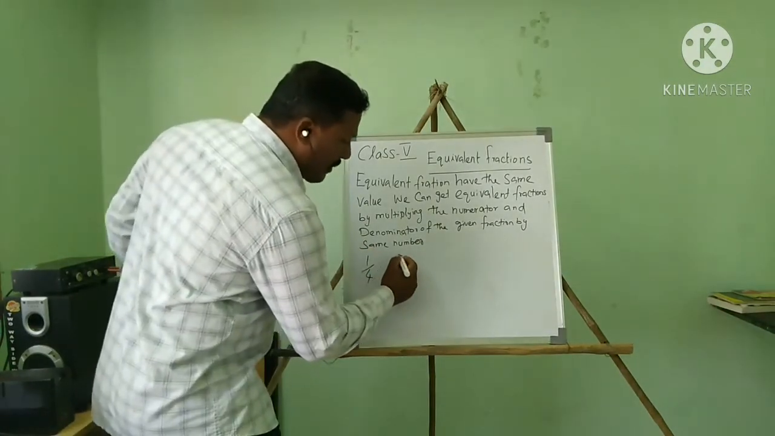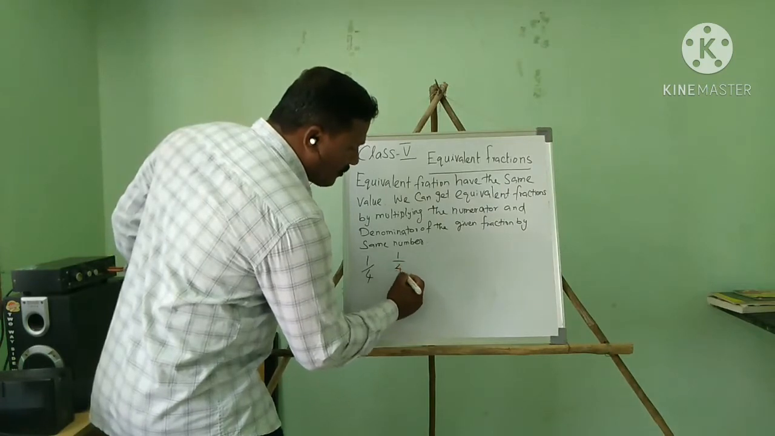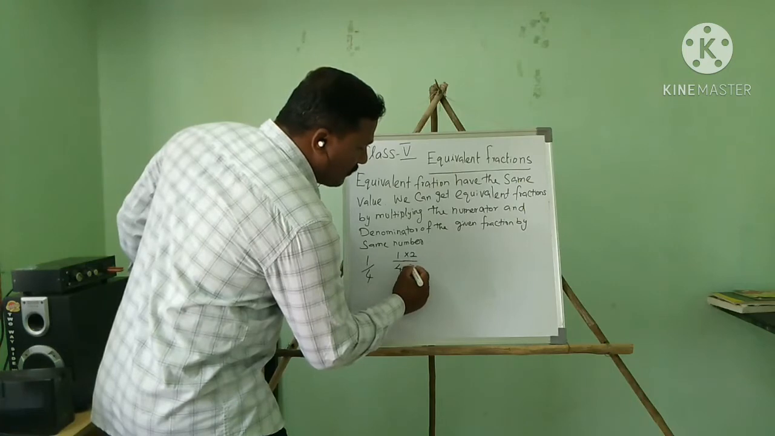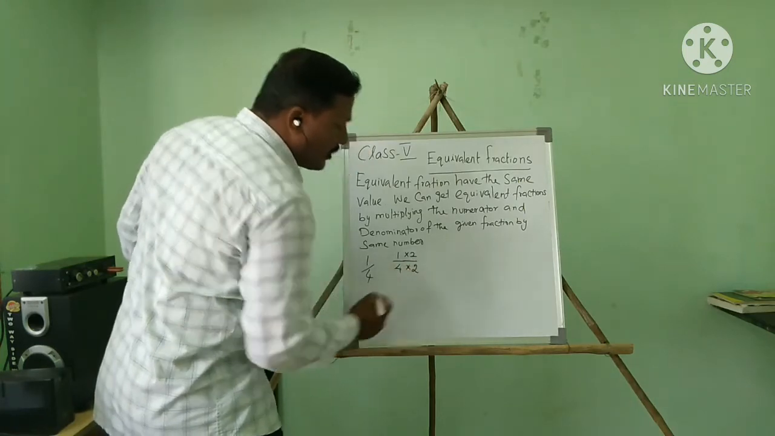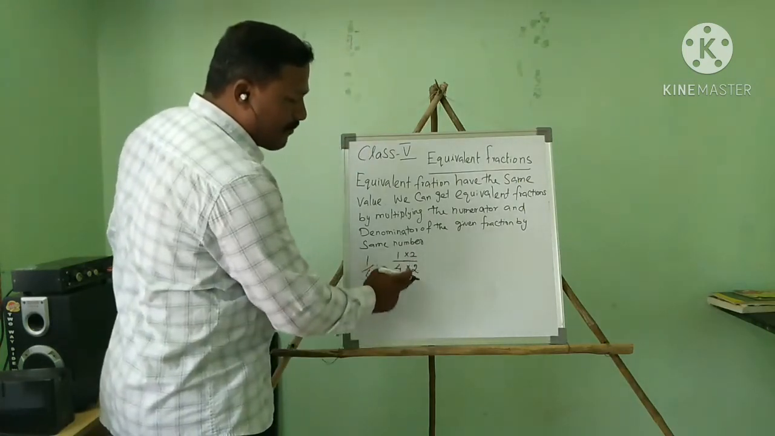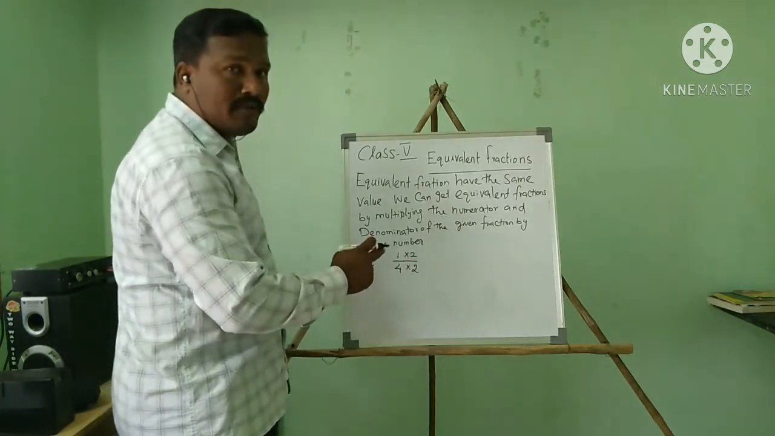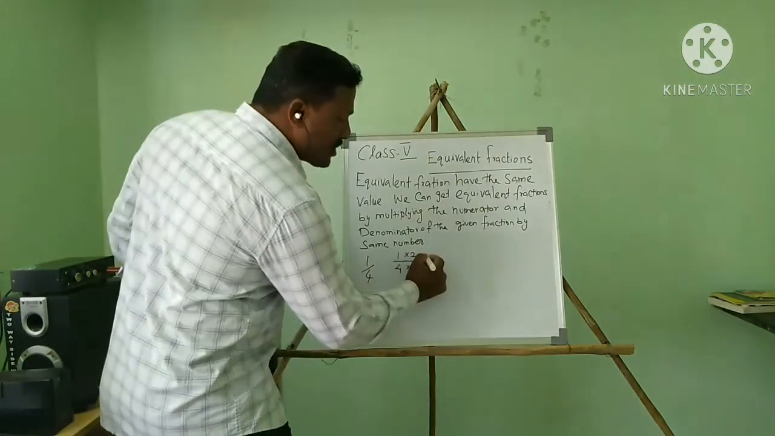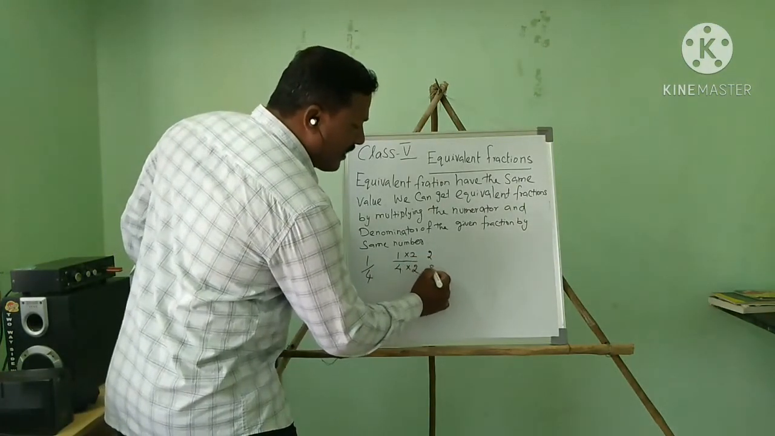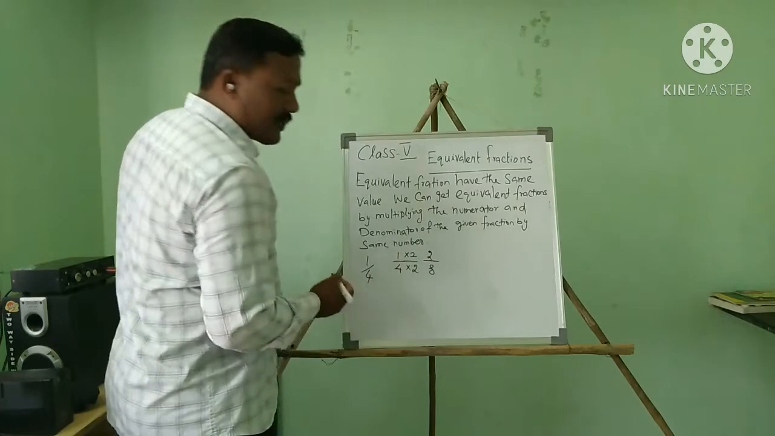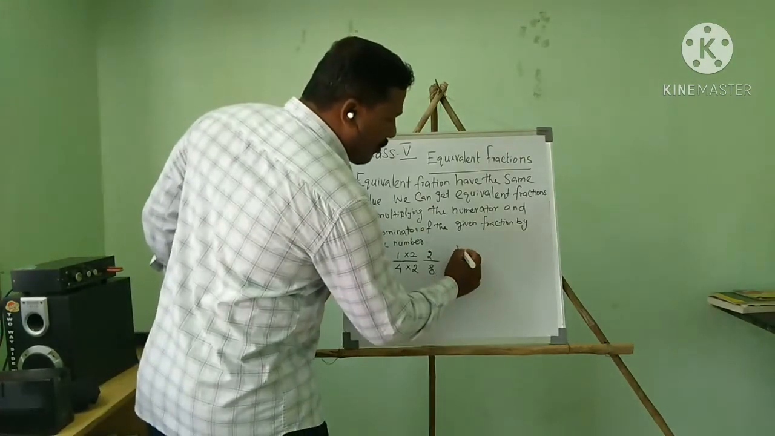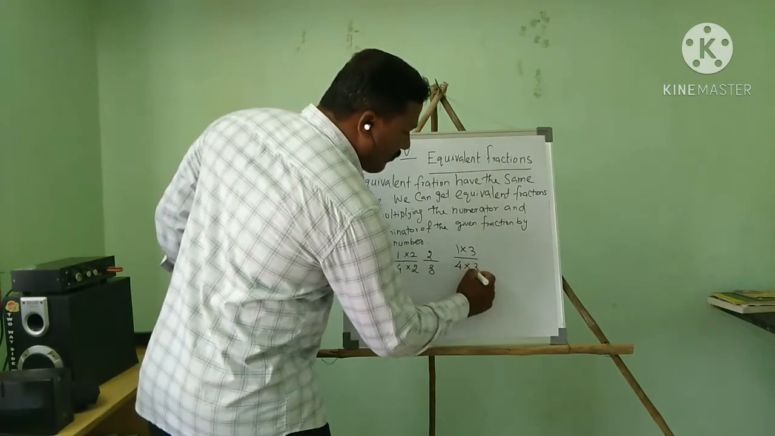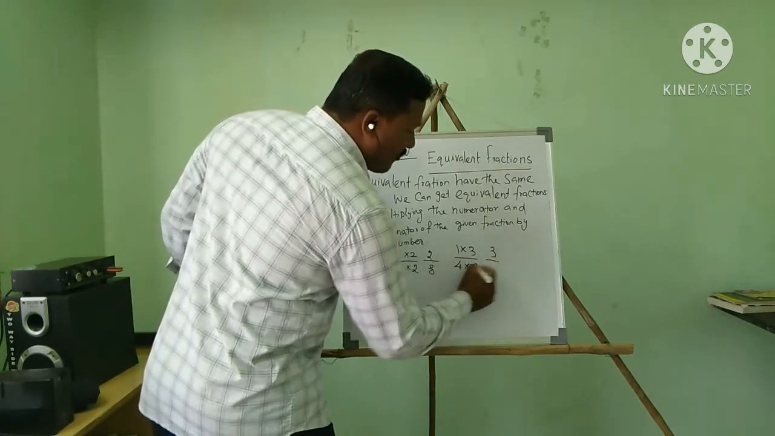Now I'm going to multiply 1 by 4. I'm going to multiply the same number up and down. I'm going to multiply both numerator and denominator by 2. So 1 twos are 2, 4 twos are 8. Then next I'm going to multiply numerator and denominator by 3. So 1 three is 3, 4 threes are 12.